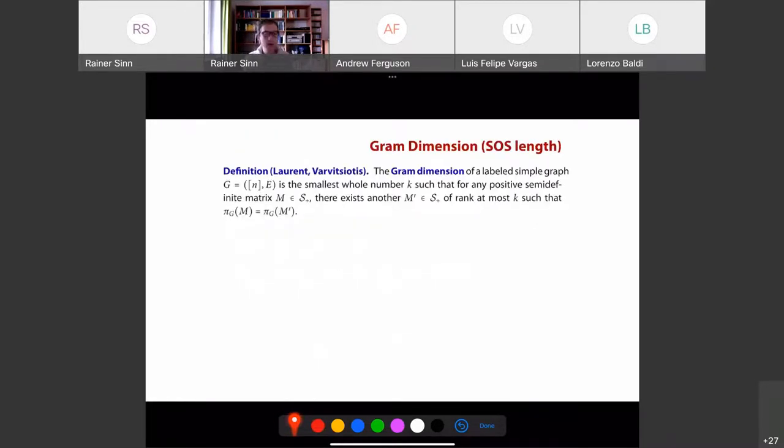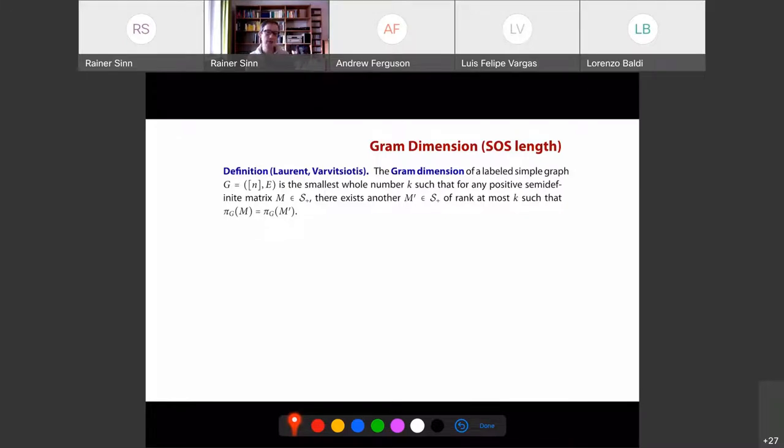Okay. So let me just mention one of Monique's results in this direction. She has worked in the past on these matrix completion problems. And one question, so this is sort of a union of two questions. It's first of all the positive semidefinite completion question that we've just studied on the slide before, mixed with the question of what is the smallest possible rank that you can complete something to. And so she called this, together in a paper with Vavitsiotis, the Gram dimension of a graph.